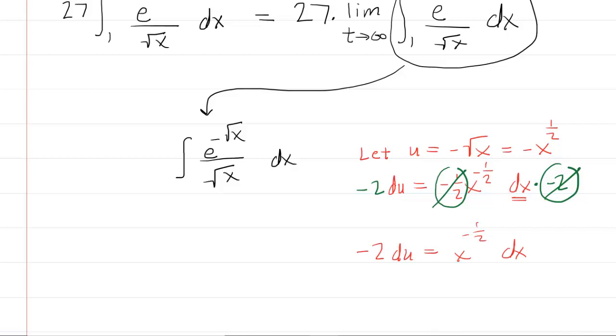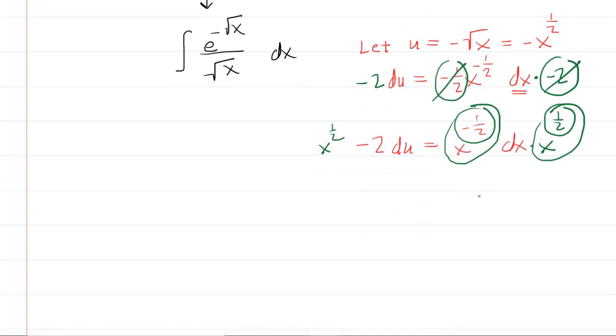Next, perhaps we can multiply both sides of the equation by x to the positive half. Now the reason this is effective is because when we multiply x to the negative half by x to the positive half, we would add these exponents. So negative 1/2 plus 1/2 is, of course, 0. You would have x to the 0, which is just 1. Any quantity raised to the power of 0 is just 1. So you're left with 1 times dx, which is just dx. So on the left side, if we scramble things a bit, you'll have negative 2x to the half du.